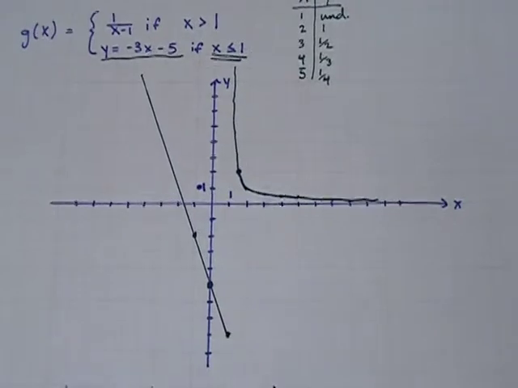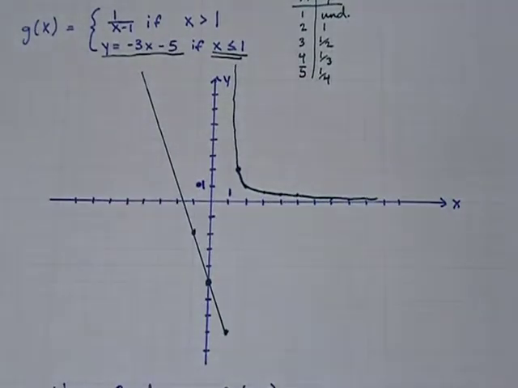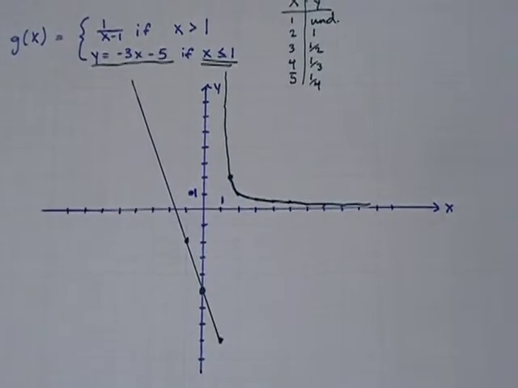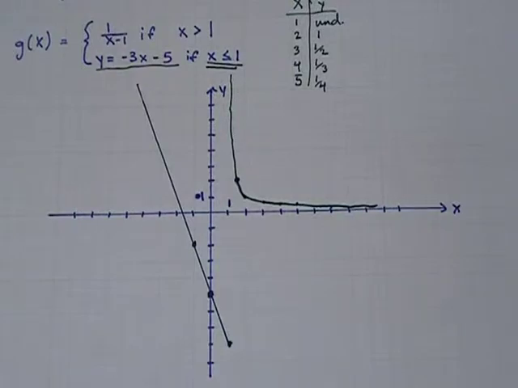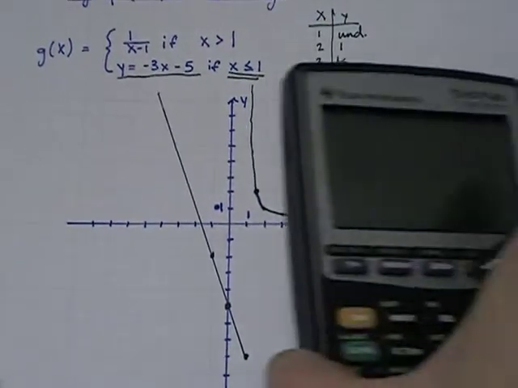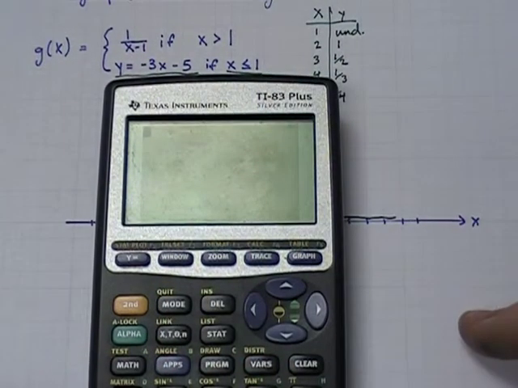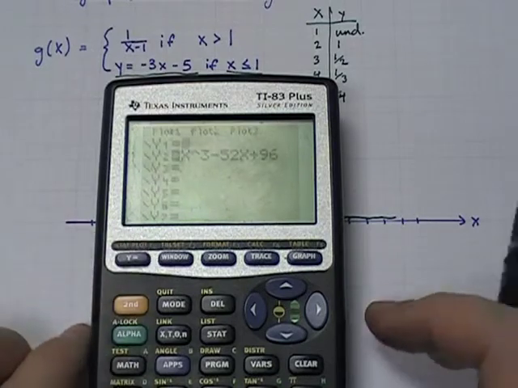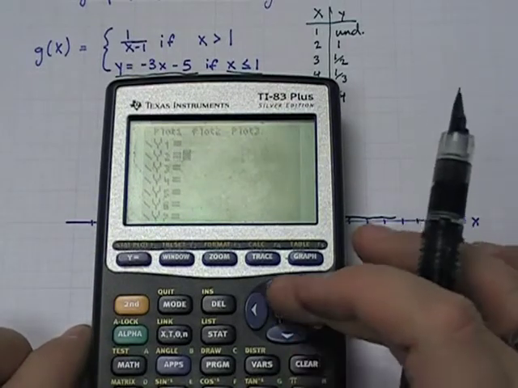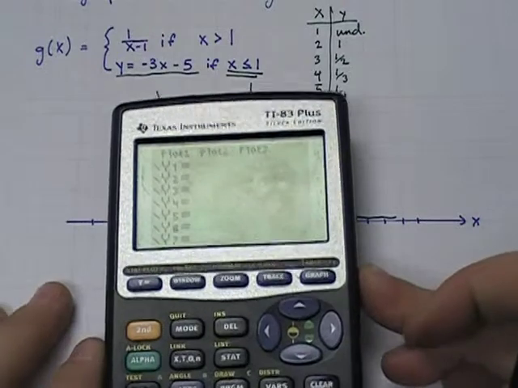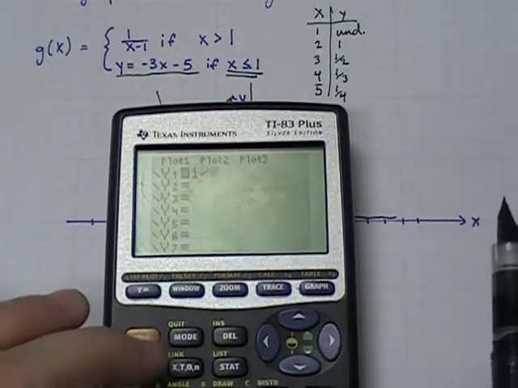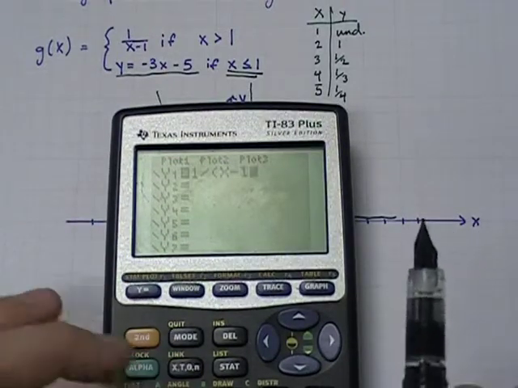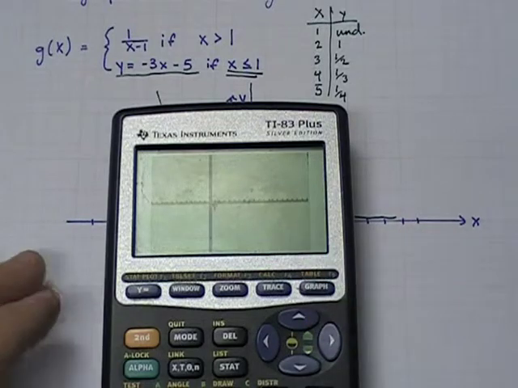Okay? So this is what this graph should look like. And a real simple way to check this is with your graphing calculator. You can take your handy-dandy little TI-83 and go to y equals, and type 1 divided by x minus 1 and press graph.